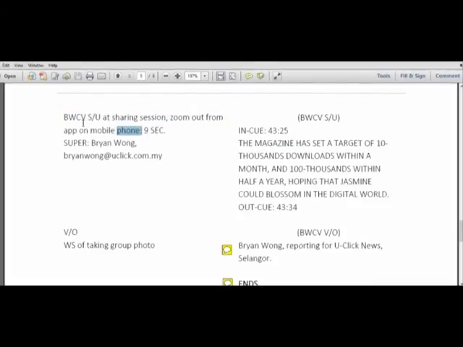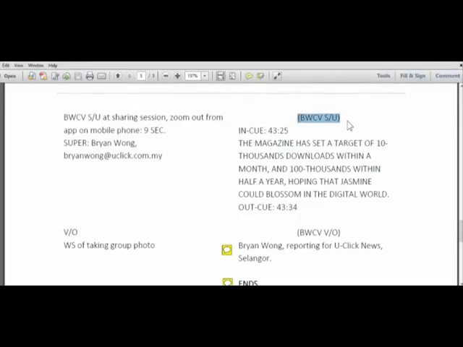Next line is SUPER, your name, comma, followed by your email. You don't need to indicate that you are a reporter. The audience should have known that you are the reporter. So instead of writing reporter for the title, just replace it with your email.